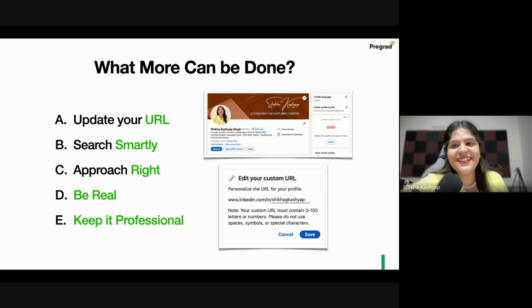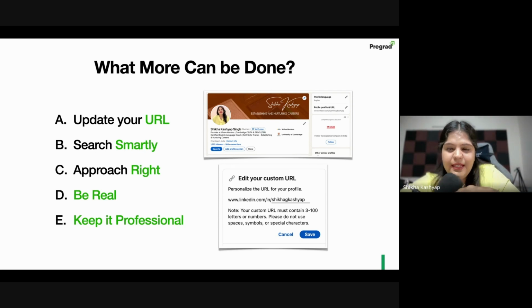All right. Now let's talk about the most important part, which is, okay, ma'am, I got my recommendations, I got everything. Now, what more can I do with my profile? Just five more things. So the first thing is this. Can you see on the right side of this screen, next to that photograph where I have shared my photo and banner, there is a word written, public profile and URL. That is important. So you have to click on that pencil. There you have to change your link.